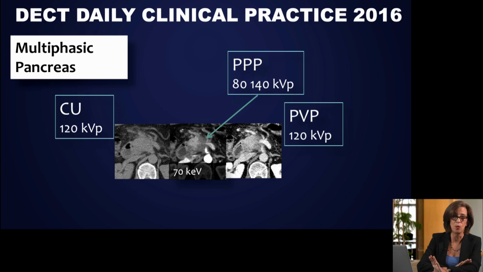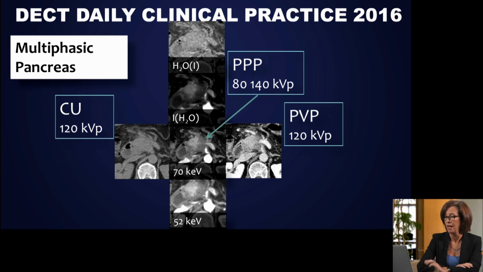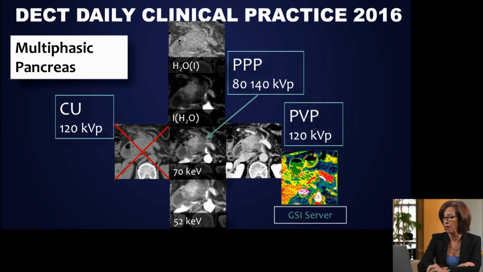Now we don't just look at the 70 keV image, we're actually looking at the 52 keV that you see there on the bottom and the iodine and water basis pair that you see up at the top. In other words, when I look at my image rack for a pancreatic CT, I don't get 3 images, I get 3 images plus the 4 versions of the dual energy CT information. And some practices, I realize, don't use conventional unenhanced imaging. You can actually use dual energy to generate that image with virtual unenhanced imaging.